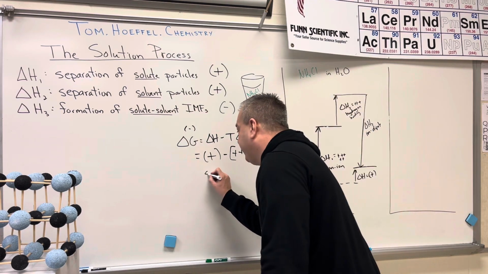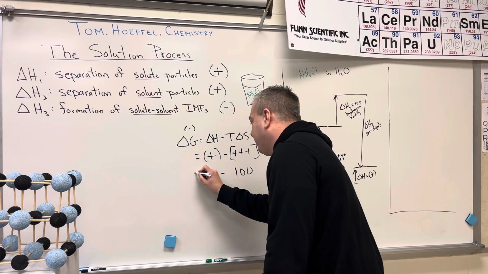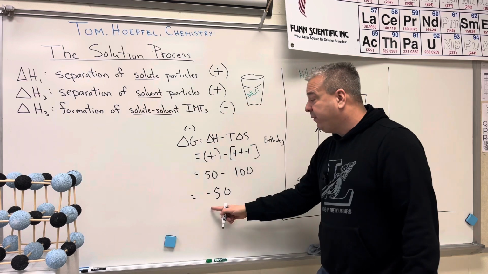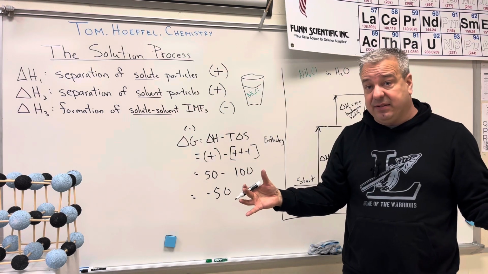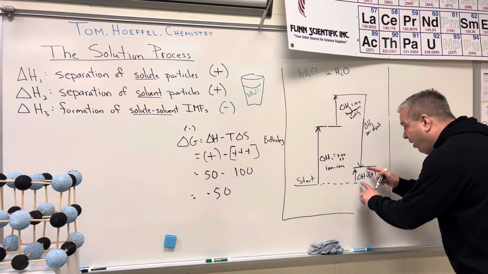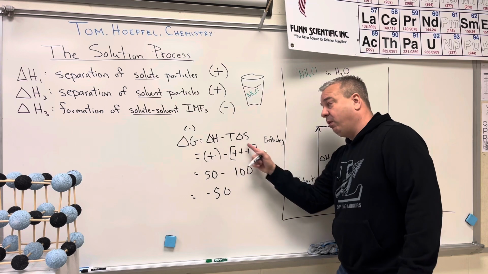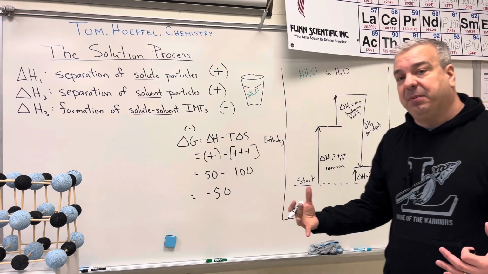So like if this is 50 and I subtract something that's a larger positive, like 100, well, 50 minus 100 would give you like a number like negative 50. As long as this number is negative, this is going to take place, okay? So as long as this enthalpy is relatively small relative to the entropy change, these reactions will take place.